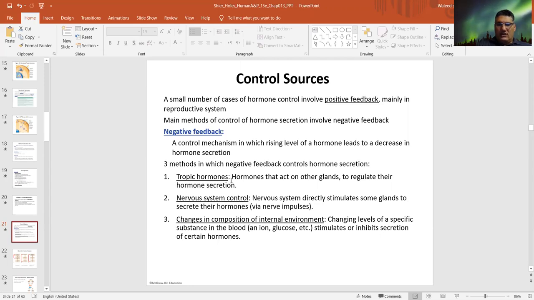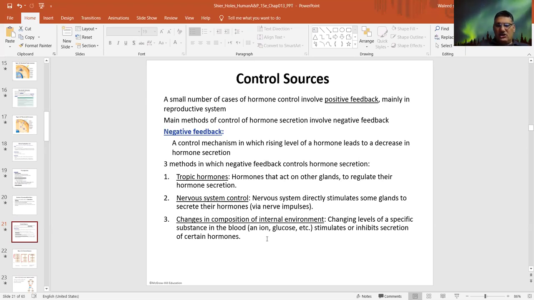Negative feedback can work on the level of the tropic hormones that I talked about, regulating the hormonal secretion. This is the example that I gave you. It also works on the nervous system and the change in the composition of the internal environment. The tropic hormone is the one that uses the negative feedback the most. The nervous system can actually control certain glands. So the nervous system can go to the thyroid gland, for example, and it will make the thyroid gland increase the secretion. So this is a nervous control of the endocrine secretion.